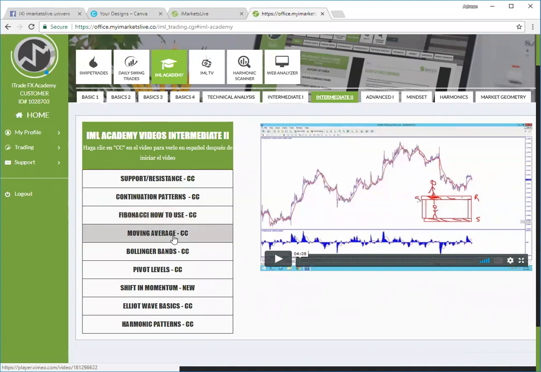We also got the moving average. We got Bollinger Bands. Unless you want to learn about Bollinger Bands, it is just another indicator to identify trend. You don't necessarily need that. Me personally, I trade with the moving average.